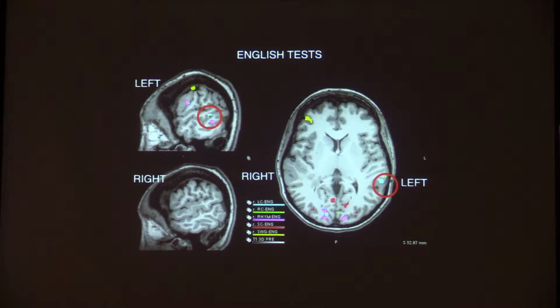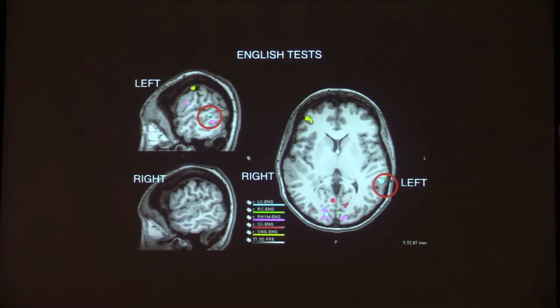But what we like to do is multiple different tests to make sure that they all point to the same specific focus. So in this case, we did listening comprehension, reading comprehension, basically a bunch of different types of English tests. And the circle shows convergent activation. So the light blue and the magenta pinkish color show that in 2 different tests, they both had activation in that area. So I'm pretty confident that that area is actually important for language.